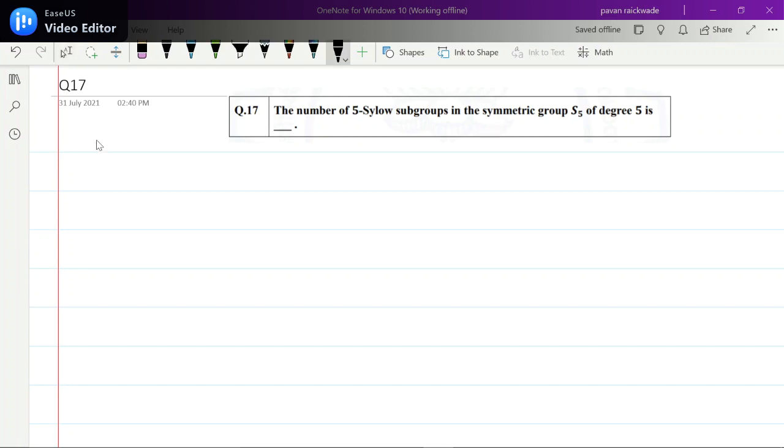So we know what the symmetric group S5 is, and consider the order of the symmetric group S5. It is 5 factorial, which is 5 times 24. I write it. Okay. So we'll use the Sylow theorems here, the third Sylow theorem in particular.